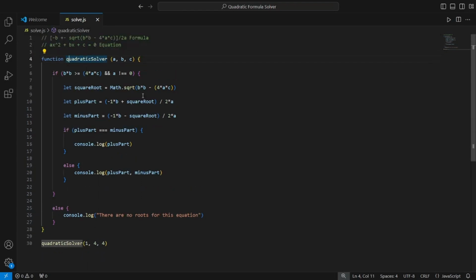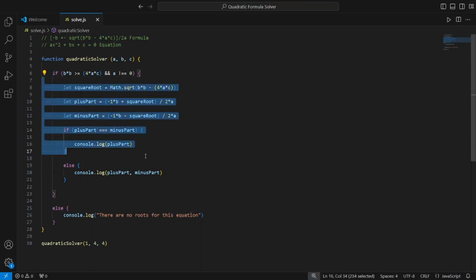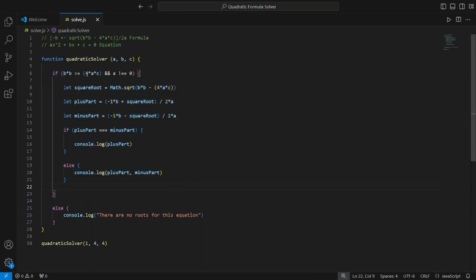The function will be called quadratic solver, but you can call it whatever you want. It takes in parameters A, B, and C for the constants. Immediately we have an if statement here. The if statement says if B multiplied by B, or B squared, is greater than or equal to 4 multiplied by A multiplied by C, then you're going to get this code. So this is good, but why?